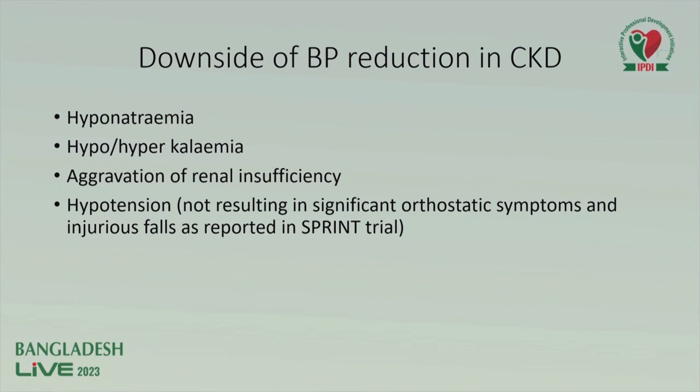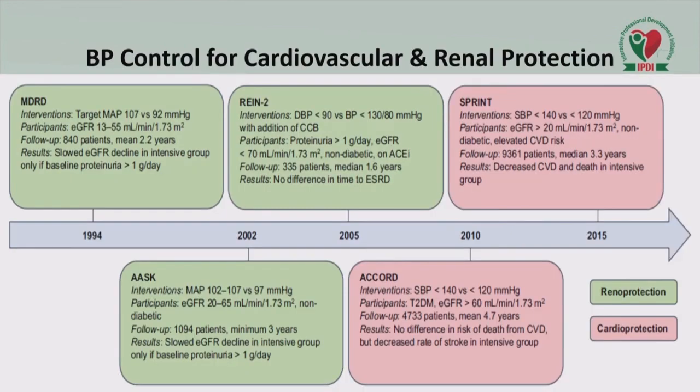Reduction of blood pressure is not without problems. These are the electrolyte imbalances like hyponatremia and hyperkalemia, and renal insufficiency might be aggravated. There may be hypotension, but orthostatic symptoms are fortunately rare in patients with chronic kidney disease. These are the different trials which have addressed the issues of hypertension in kidney disease: MDRD, REN2, SPRINT trial, ACCORD trial.